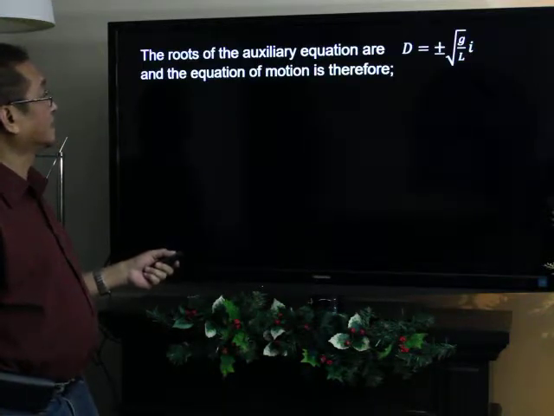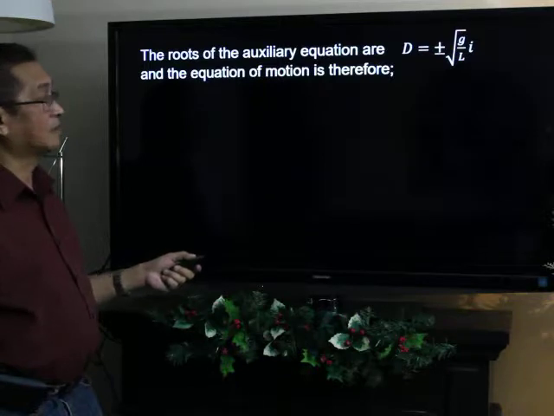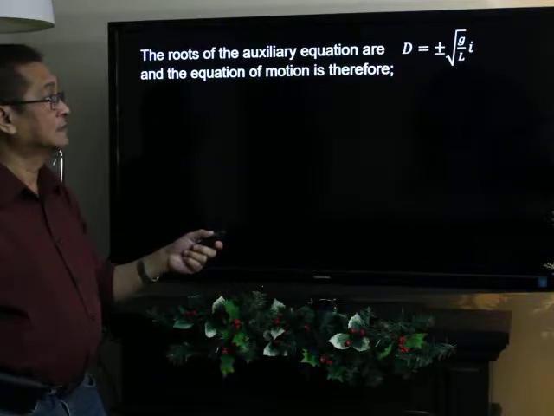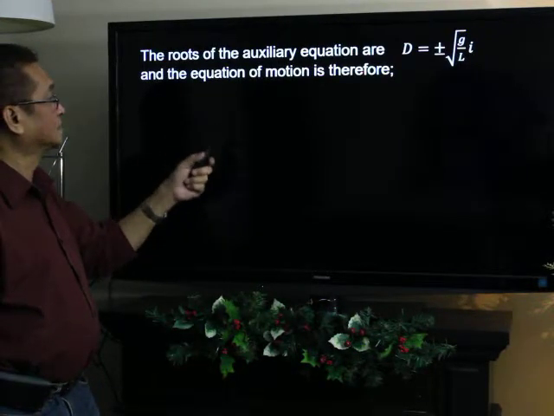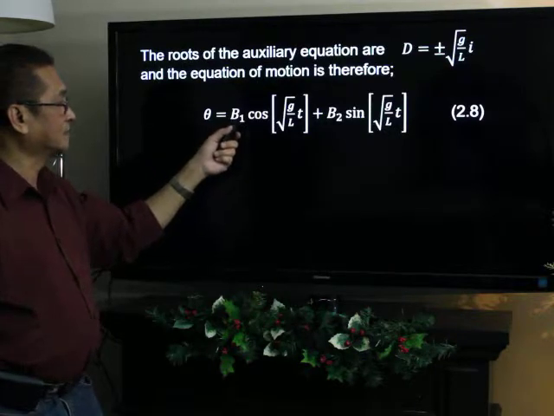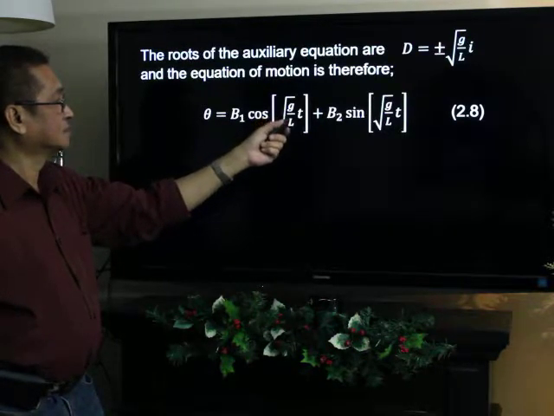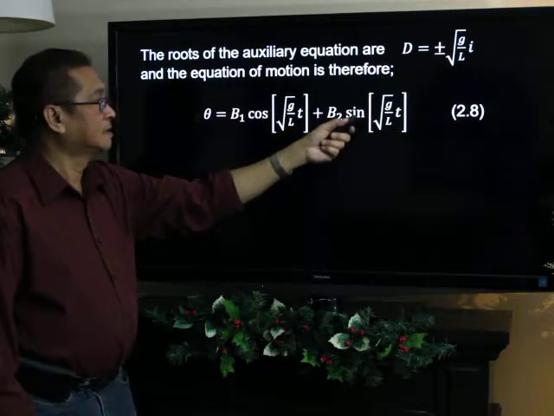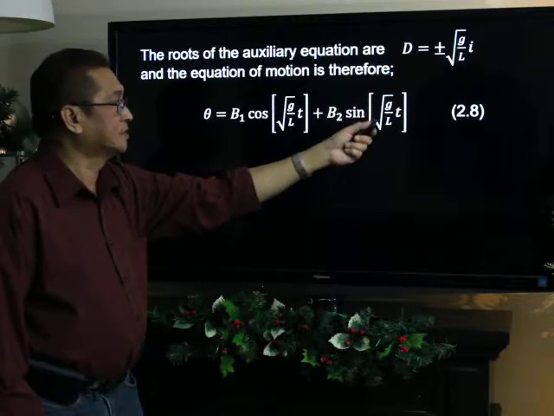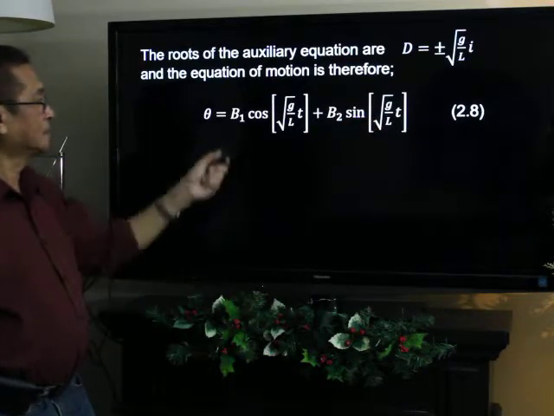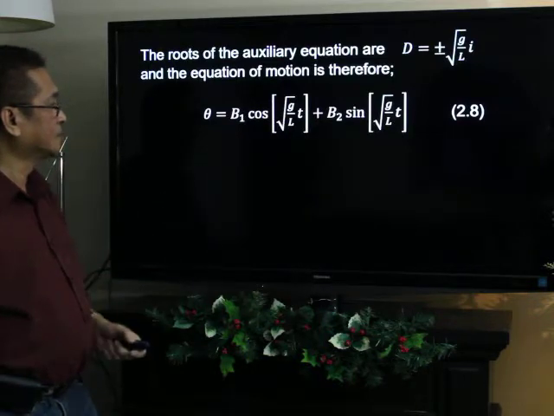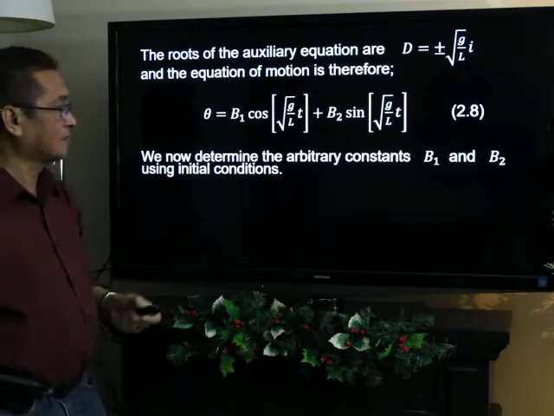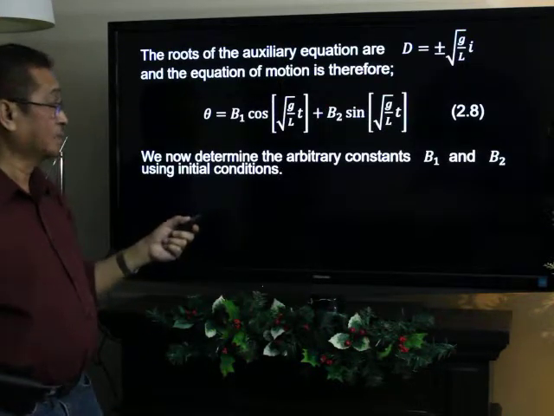The roots of the auxiliary equation are D equals plus and minus the square root of g over L times i. And the equation of motion is therefore theta is equal to b sub 1 cosine of the square root of g over L times time t, plus b sub 2 sine of the square root of g over L times time t. So you have two arbitrary constants, b1 and b2, and using the initial conditions, you can determine the arbitrary constants b1 and b2.